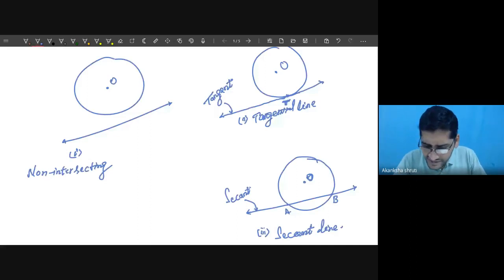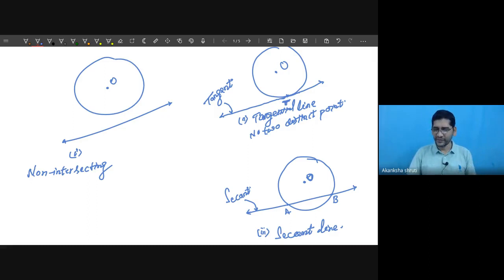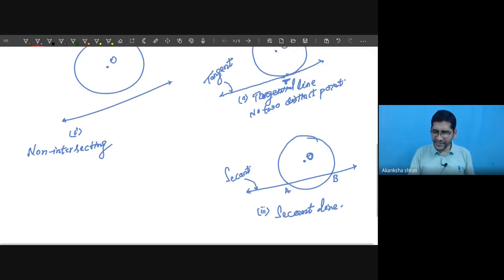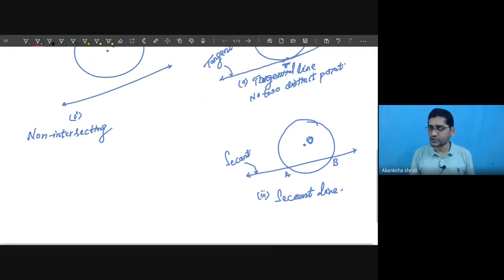So this is tangential. So the 2 points A and B in the tangent, we can say that they have coincided together to just come to T. So no 2 distinct points, means only one point is there. Students, even the secant can be converted into the tangent.